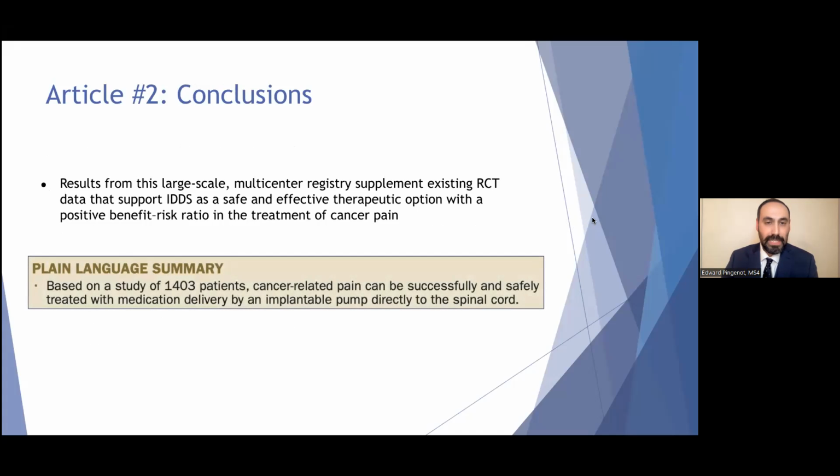But a big take-home, and what is encouraging, is that based on a study of these patients, cancer-related pain can be successfully and safely treated with medication delivery by an implantable pump directly to the spinal cord.